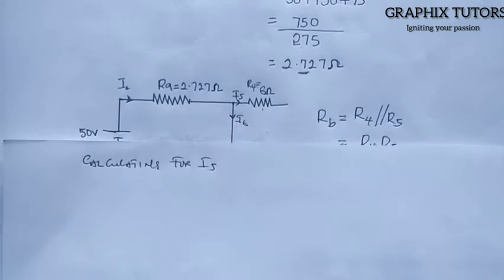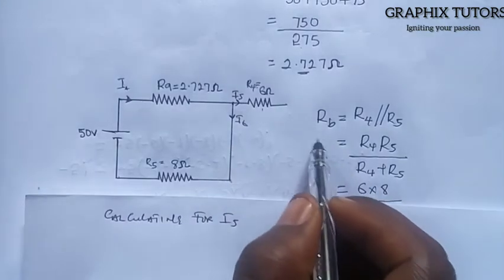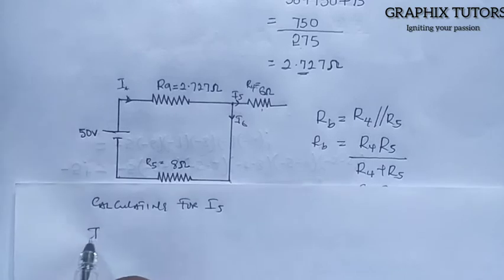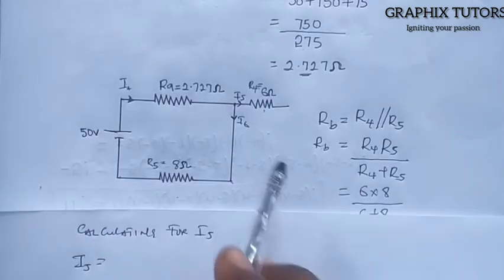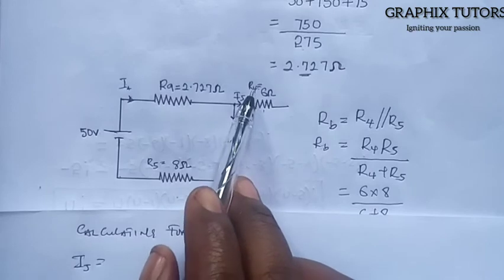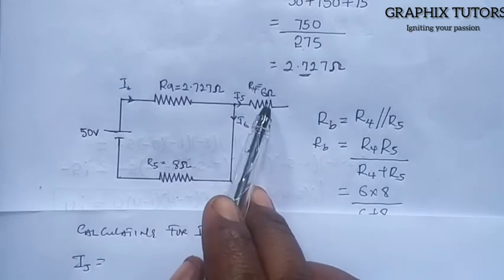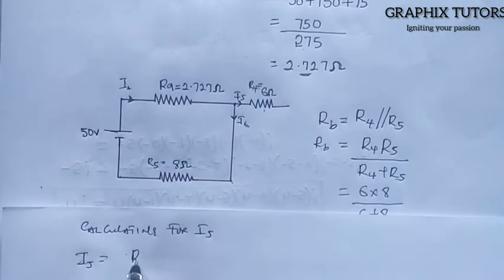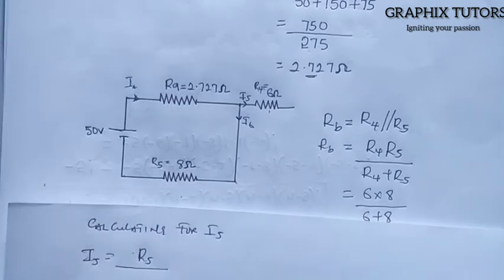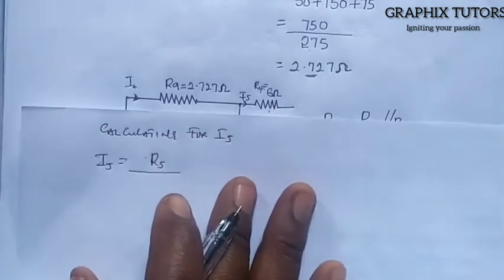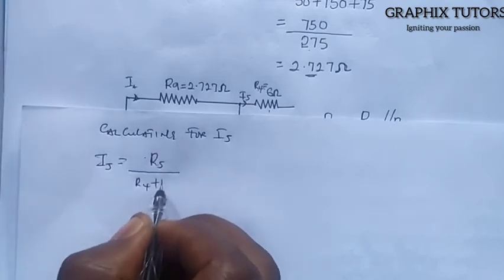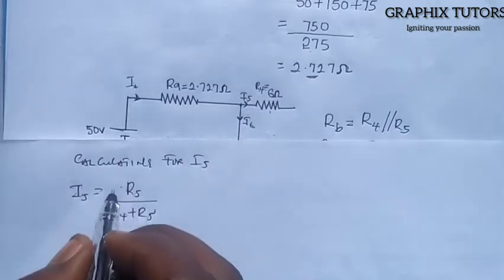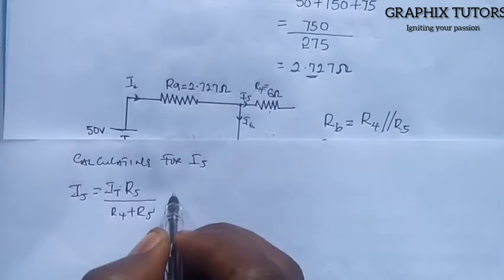Calculating for I5, you go to where RB is. You are going to remove RB, that is the current divider rule. You put I5. Now you ask yourself, where is I5 flowing through? I5 is flowing through R4, which is the 6 ohm resistor. So you are going to remove R4 and put your I total. It will be R5 all over R4 plus R5. But because I removed R4, you put your I total.